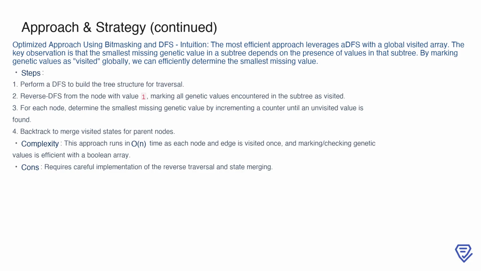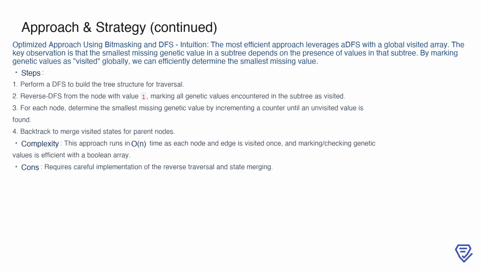The most efficient solution leverages a combination of bit masking and depth-first search, or DFS, with a globally maintained visited array. The key insight is that the smallest missing genetic value in a subtree is determined by the genetic values present in that subtree. By marking values as visited globally, we avoid the need for repeated subtree traversals.